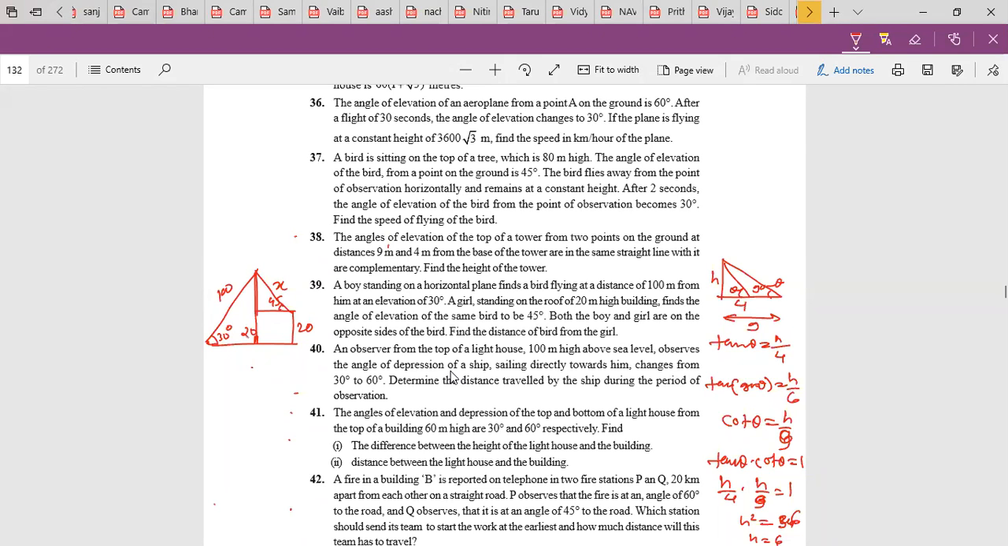This is 20, so full height is 50 for that. Sine 30 is 1 by 2, equal to h by 100, that is h is equal to 50. So this is 50, so this is 30. You have to calculate this distance. So sine 45 is equal to 30 by x. 1 by root 2 is equal to 30 by x. So x is equal to 30 root 2.